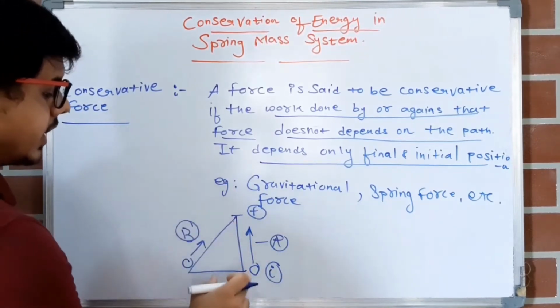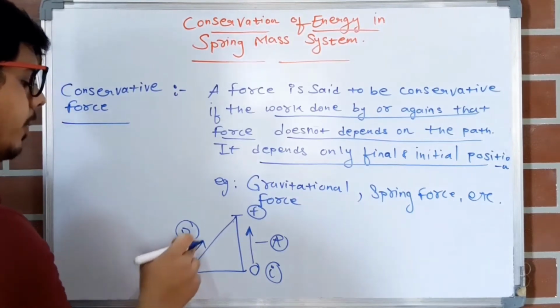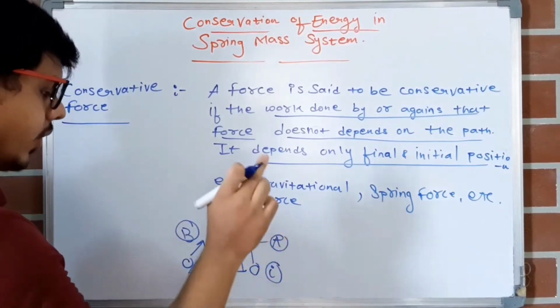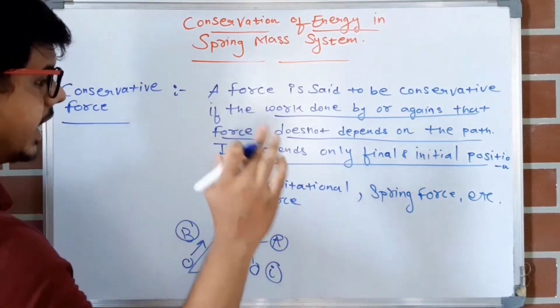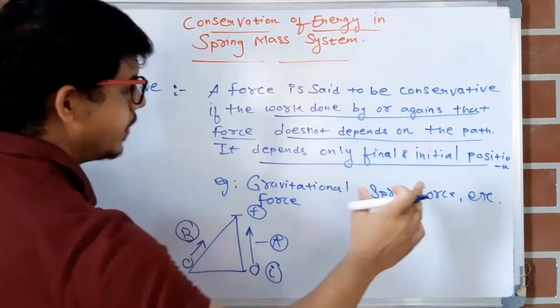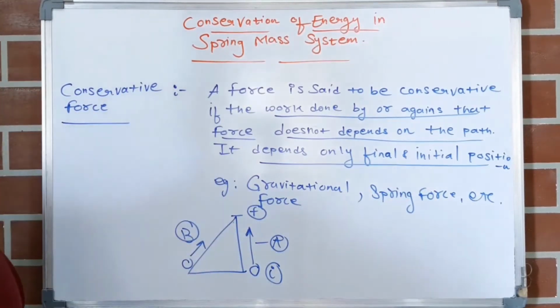It depends only on the initial and final positions. So if you bring this ball along path B or path A, the work is the same because our initial and final positions are the same. Similarly for the spring force. Now think about what a non-conservative force is.